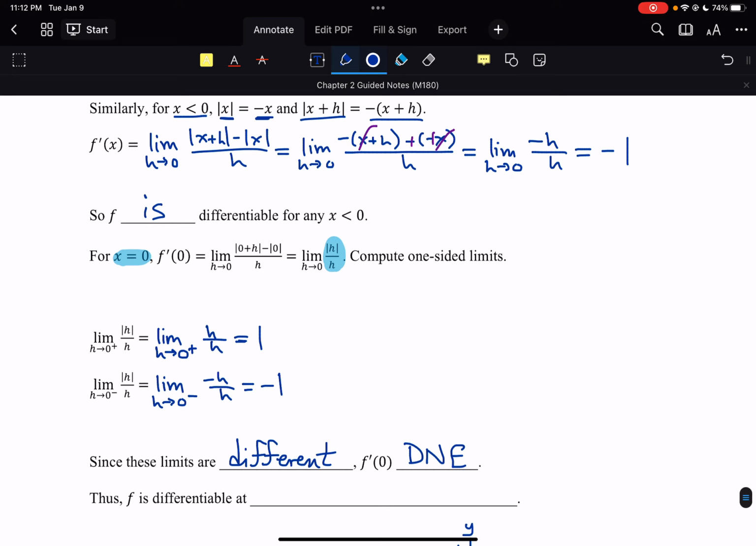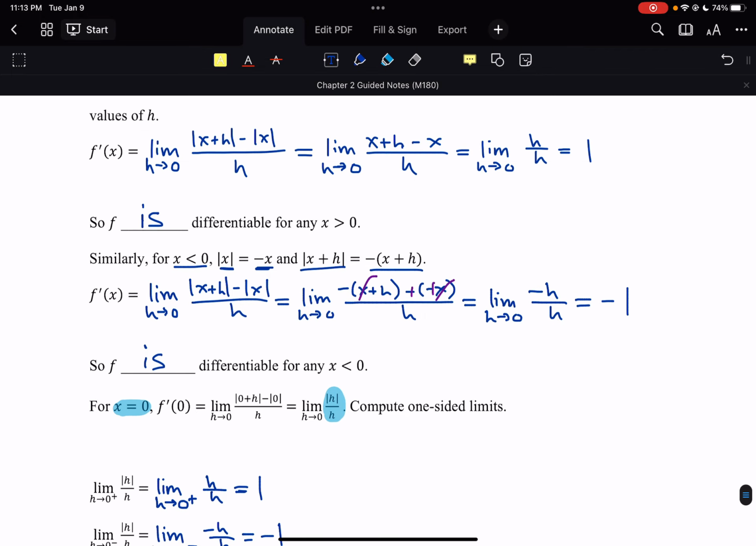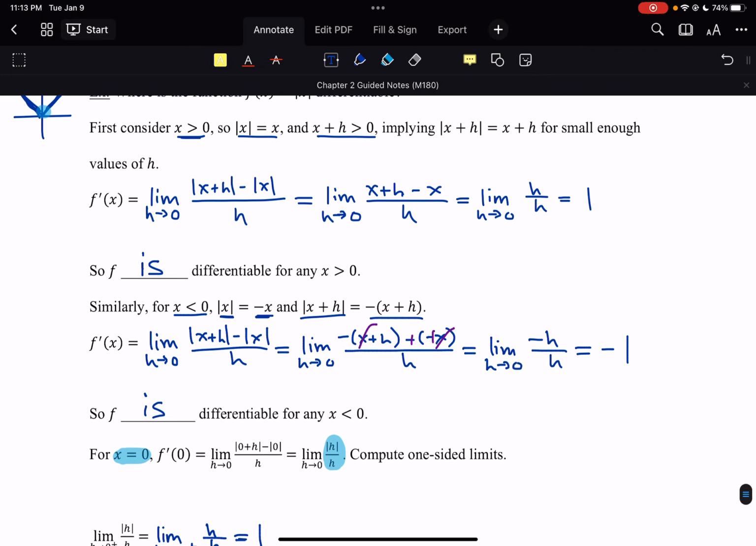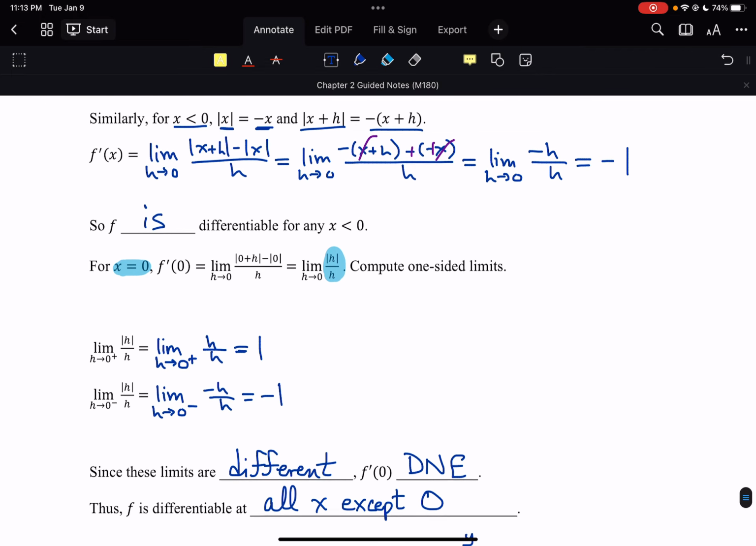So what this tells us is f is differentiable at all x except 0. Okay, and that's that corner that we talked about, right? It makes a rapid change from a negative slope to a positive slope at that single point.